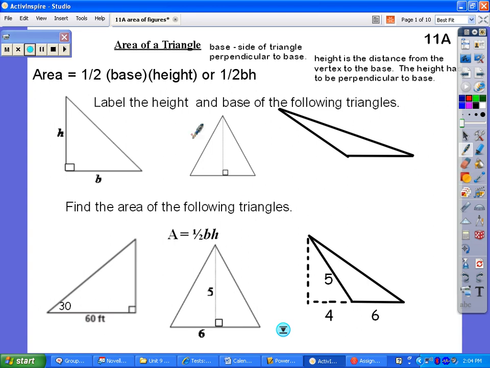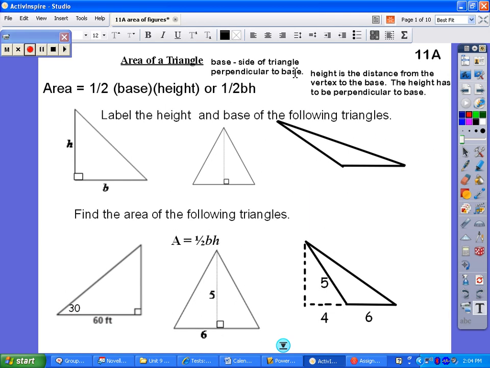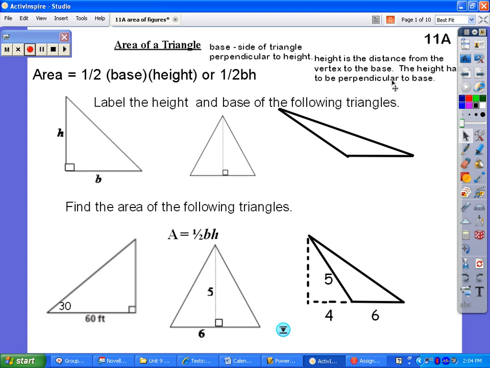So the first formula we're going to work on is a triangle. The area of a triangle is 1/2 base times height. We usually write B for base, H for height. The key thing is knowing what B and H mean. The base is the side of the triangle perpendicular to the height. And then the height is the distance from the vertex of a triangle to the base, and the height has to be perpendicular to the base.